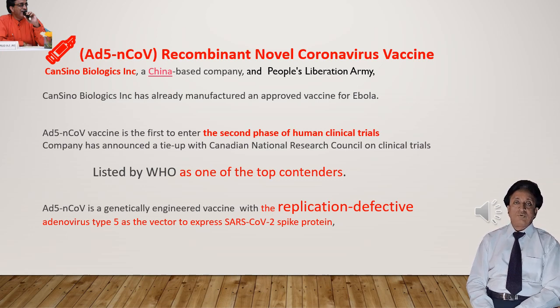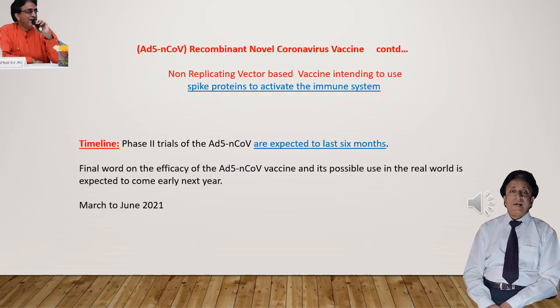Ad5-nCoV is a genetically engineered vaccine with a replication-defective adenovirus type 5 as a vector to express the SARS-CoV-2 spike protein. Inside the human body, the SARS-CoV-2 spike proteins are generated, and the human body starts mounting an immunological response against them, and this immunological response saves the human body from the coronavirus attack.